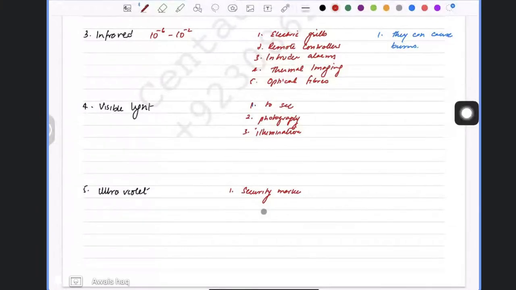That's special fluorescent paint, okay? So security markings. They're also used in sterilization of water. They're used in tanning beds if you want to look darker. They're also used in detection of fake currency because they basically can glow certain paints, and we put those paints in the currency as well.